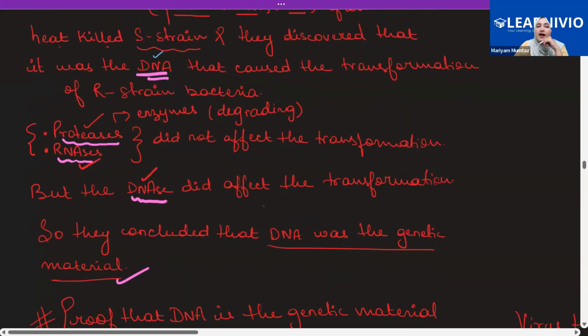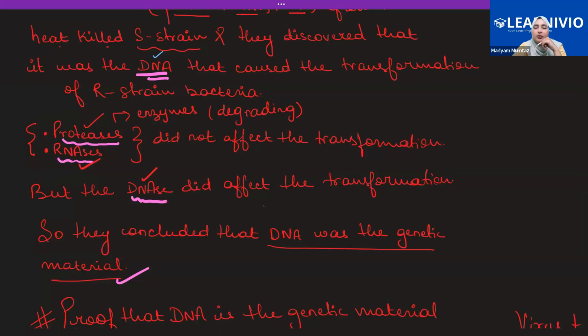Now, how did they find out that it was DNA? So they applied the protein degrading enzymes, which did not affect the transformation. They applied the RNA degrading enzyme, RNases, which did not affect. But when they applied the DNA degrading enzyme, that is DNase, then the transformation did not happen. So with this, they concluded that it was the DNA that was causing the whole entire transformation, and hence DNA was the genetic material. Clear? I have a question.